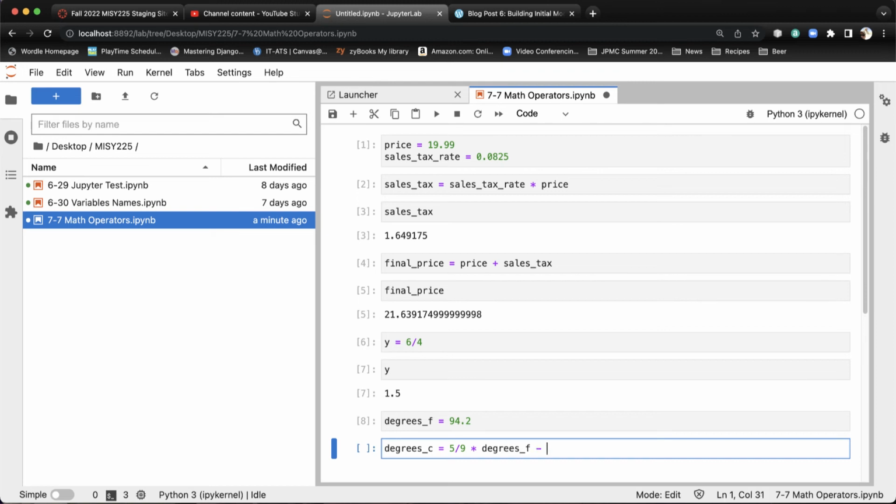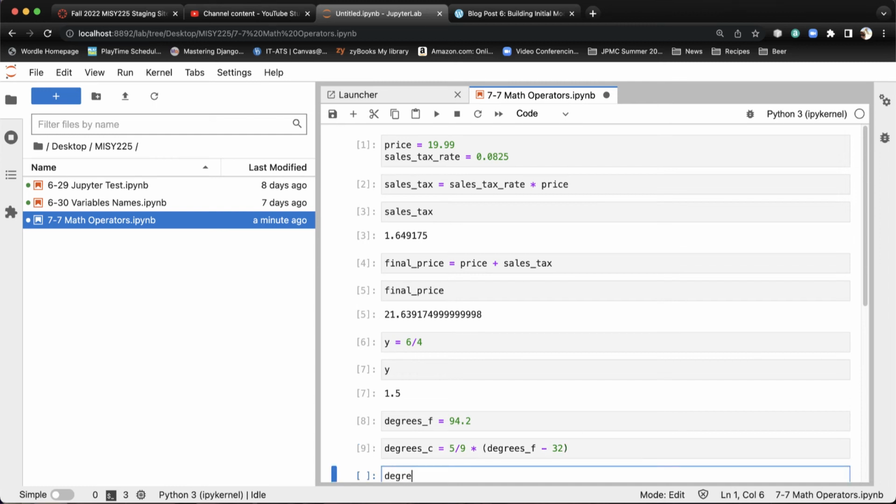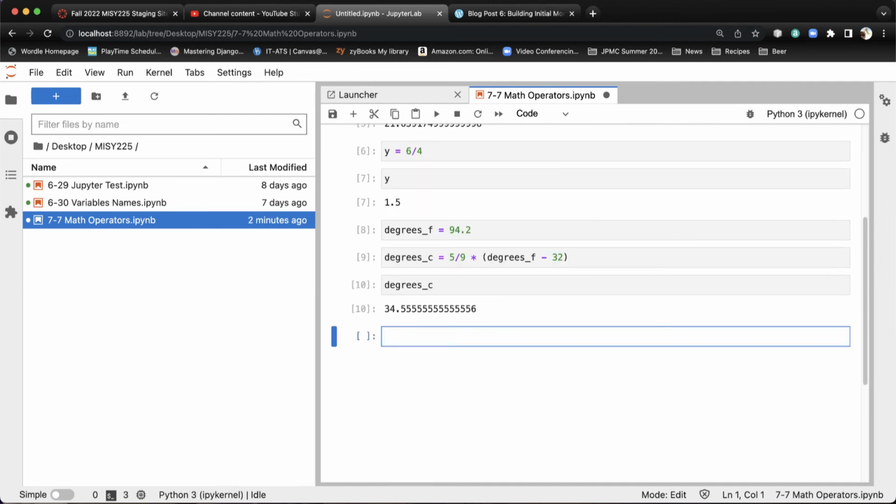minus 32. Now, just like any other mathematical expression, I need to be very careful here because the order of operations is important. I need to actually do the degrees Fahrenheit minus 32 first. So I'm going to put parentheses around that quantity, and that will ensure that the calculation is correct. If I then run this, and then I print out the degrees Celsius, you'll see that the result is 34.56 degrees Fahrenheit, Celsius rather.